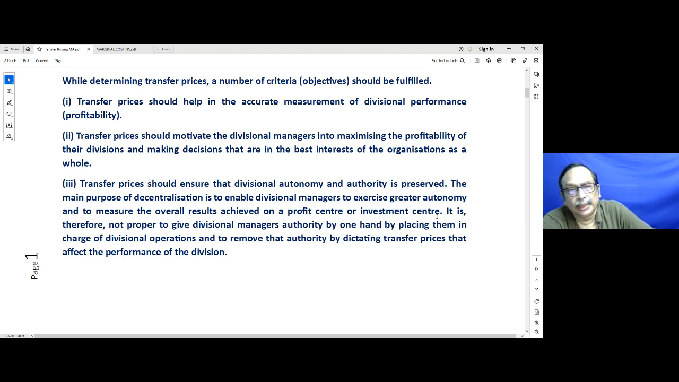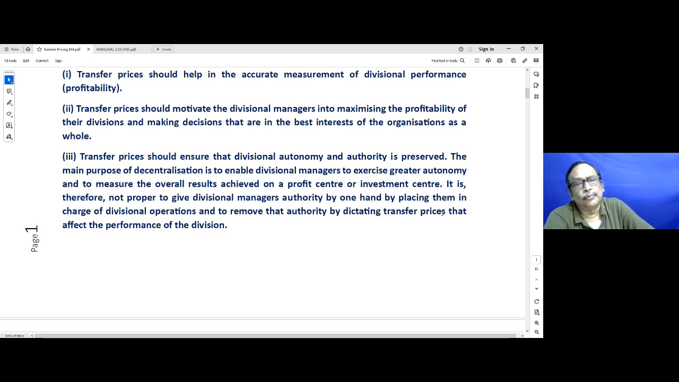The main purpose of decentralization is to enable divisional managers to exercise greater autonomy and to measure the overall results achieved on a profit center or investment center. Now, why are we emphasizing profit center or investment center? Because in a division where investment is made not only in fixed assets but also in working capital, the manager should ensure that the minimum desired rate of return is obtained by his or her division. So, the profit center concept is very, very important in the context of an investment center, where the investment is net fixed assets plus current assets minus current liabilities, or net fixed assets plus net working capital.